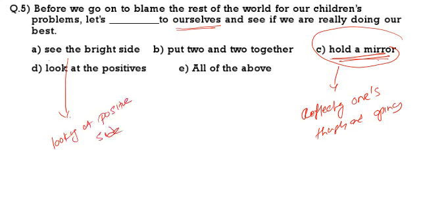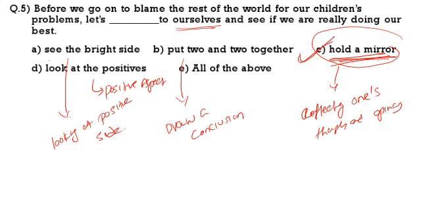That is the meaning of see the brighter side. Put 2 and 2 together means to draw a conclusion, or coming to a conclusion. Then look at the positive. Look at the positive means to look at the positive aspect. So here we should use holding a mirror to ourselves. Before we go into blaming anyone, we have to see whether we are perfect or not ourselves. So here holding a mirror is definitely correct.